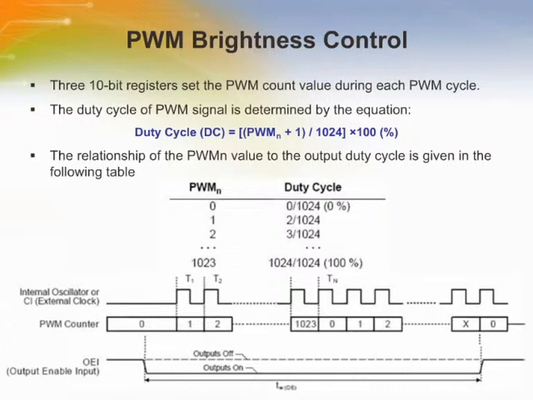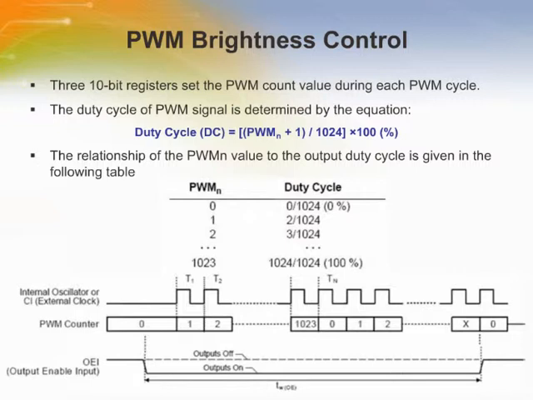This driver family controls the intensity of each LED by pulse width modulating the current of each output. It has 3 10-bit brightness registers, one for each output. These brightness registers set the PWM count value at which the outputs switch off during each PWM cycle. Each 10-bit brightness register gives 1023 levels of light intensity.